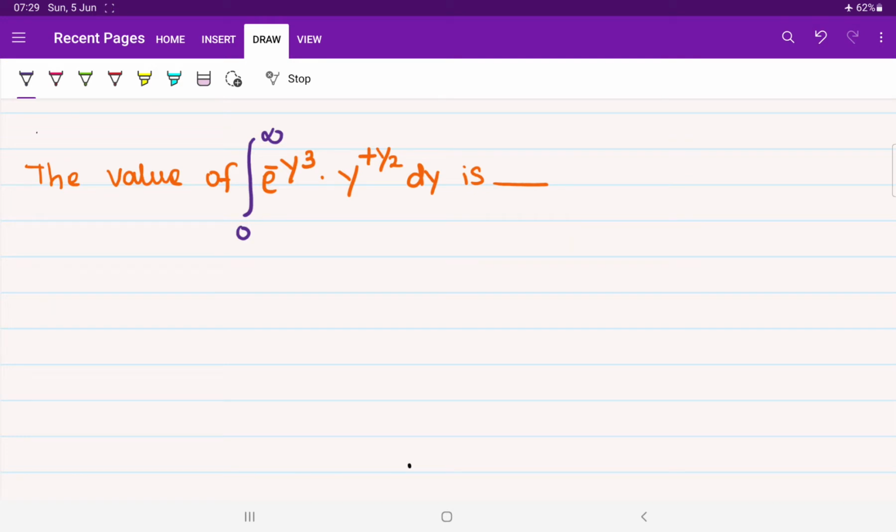Whenever these types of functions are given, where you observe two different functions with the same variable, like e power minus y cube, we have to integrate this function with respect to y. Now if you observe, y has been broken into two parts. One lies in the power of e, and another lies separately. So y has been placed in two different positions, represented in two different formats.